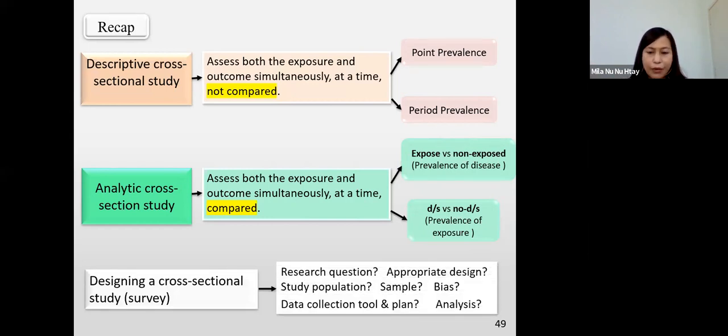First, identify your research question, go through the literature, set up the specific objective, and consider whether your research question is appropriate to conduct as a cross-sectional study design. Then you need to define your population, calculate the sample size, and determine how to select your sample. Of course, we need to be aware of bias, especially selection bias. Then we need to decide what tool and what method we would like to use for the data collection, then data entry, data cleaning, and then proceed to the plan for the analysis.